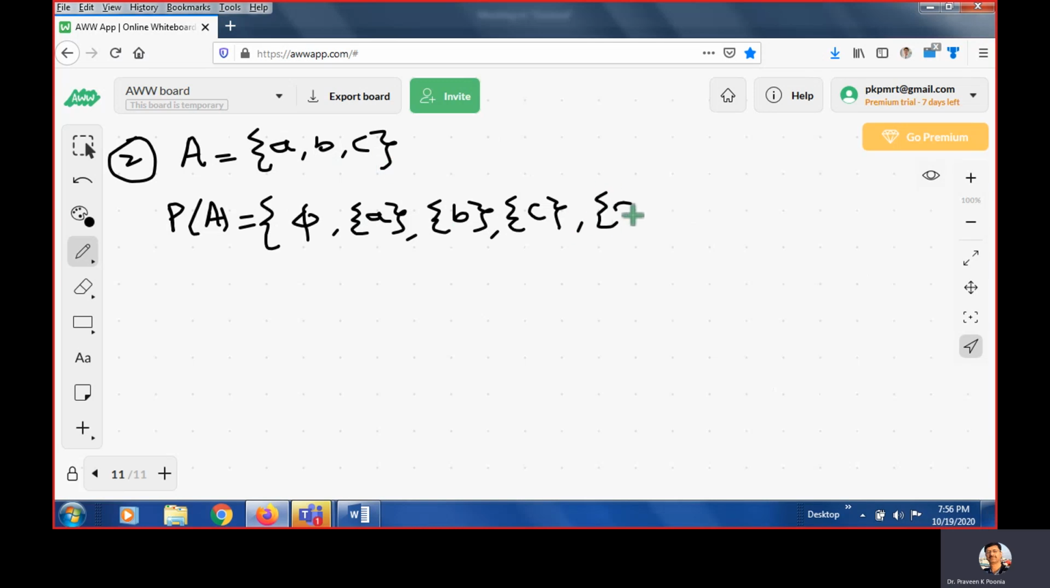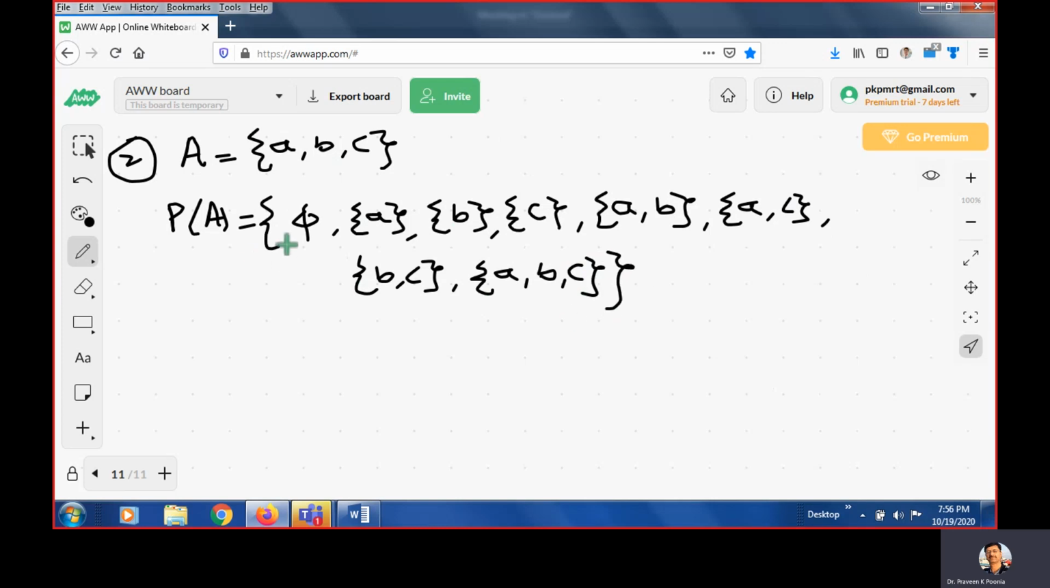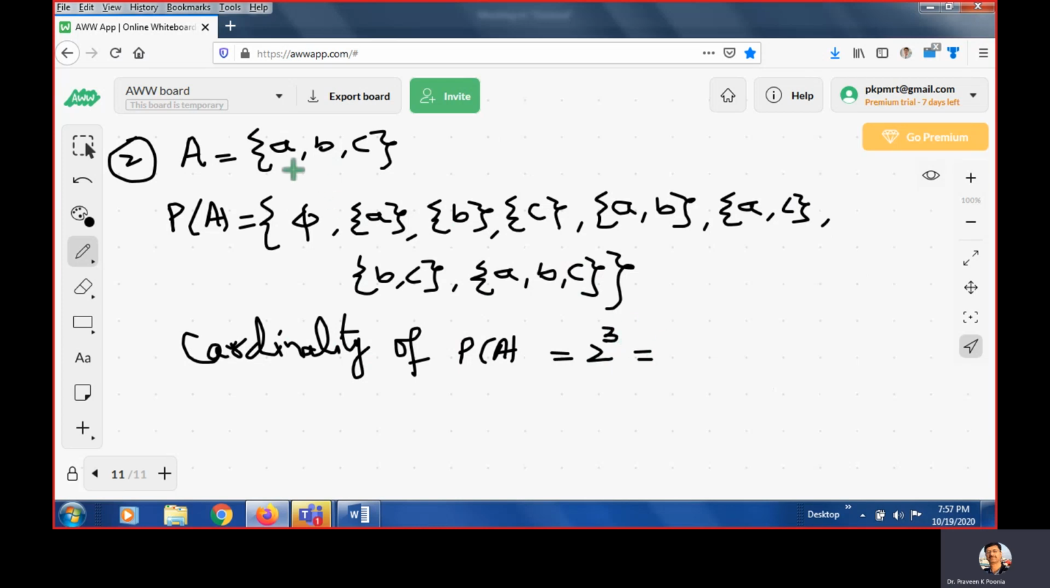Now choose 2. A, B, A, C and B, C. This is the 2-element subsets. And then choose 3. A, B, C. So this is the power set. Clear? And what is the cardinality of PA? The cardinality of PA is 2 power 3, because there are 3 objects here.